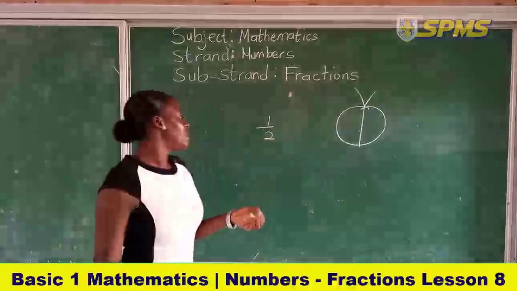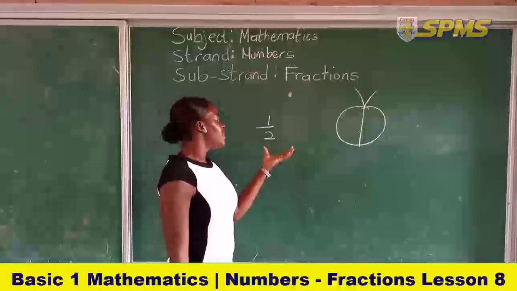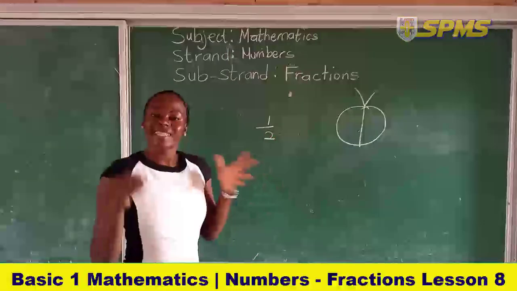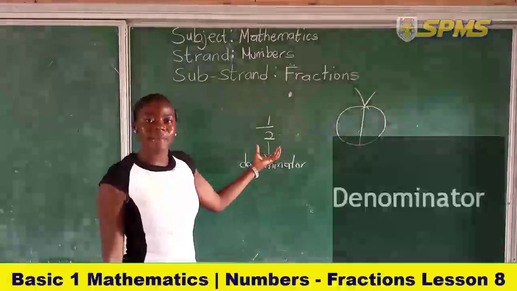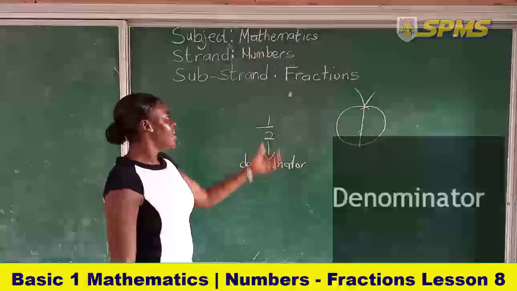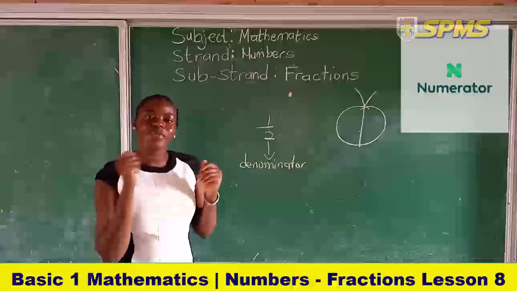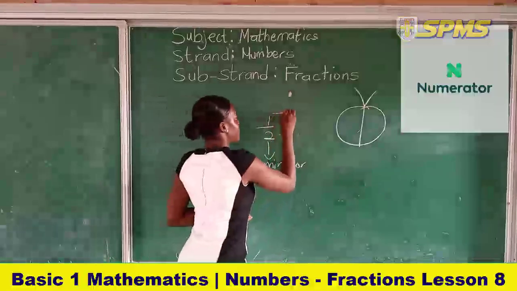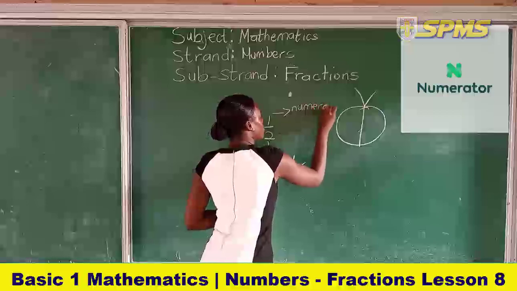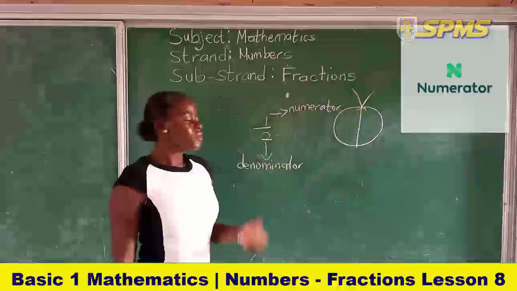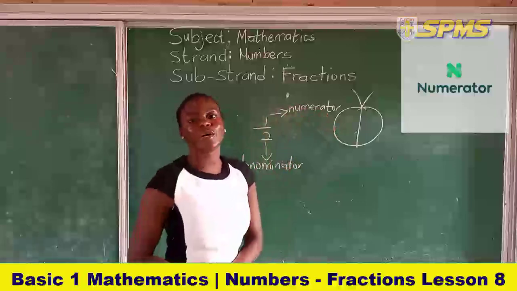Good. Okay, so the down number or the parts in which the whole is being divided is called the denominator. Or the down number or the bottom number is called the denominator. The top number is also called the numerator. The top number, we call it what? Numerator. Now look on your screen.